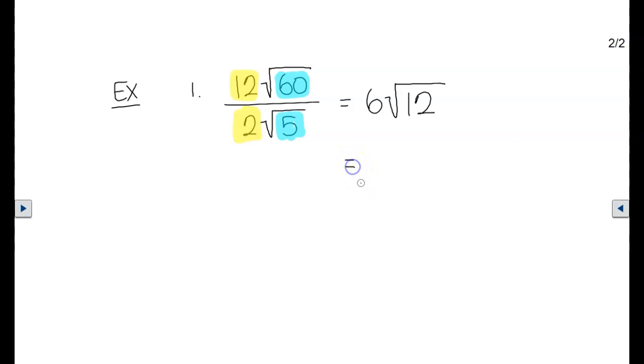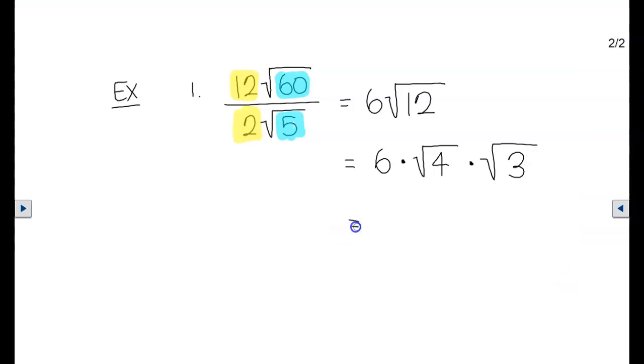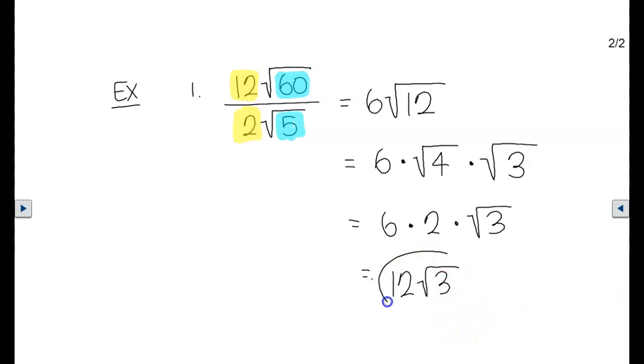Now at this point we will simplify. And we simplify the way we always do. So you need that perfect squares list in front of you. So you're going to have to find 2 numbers that will multiply to give you 12. And one of those needs to be a perfect square. So we know that 12 will divide by 4, so we're going to rewrite the square root of 12 as the square root of 4 times the square root of 3. Simplifying a little more, this gives us 6 times 2 times the square root of 3. And our final answer then should be 12 square roots of 3. We're good.